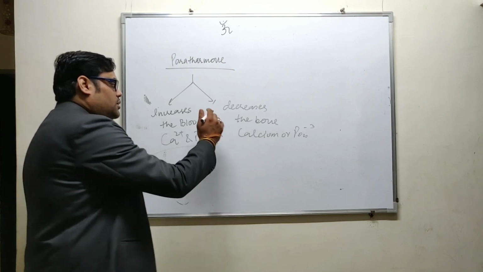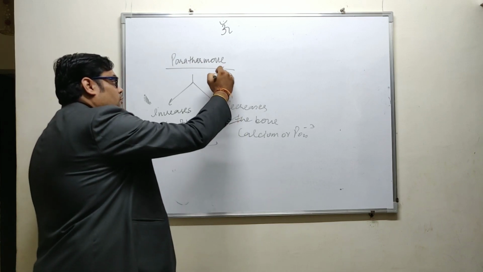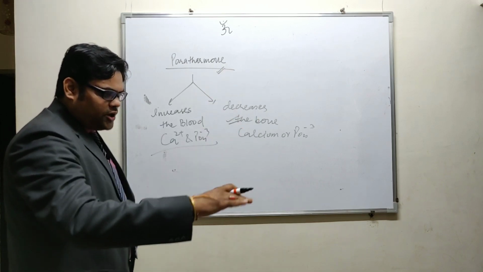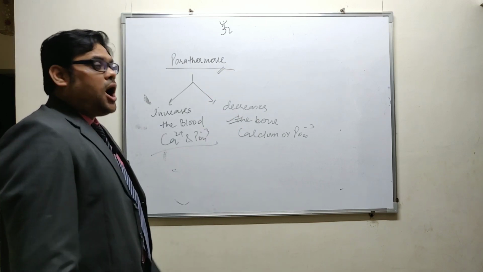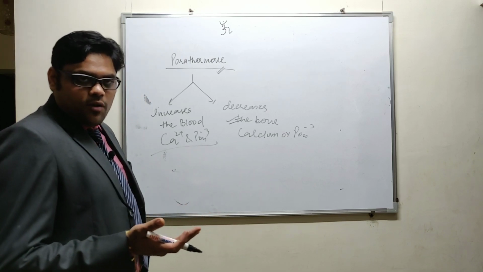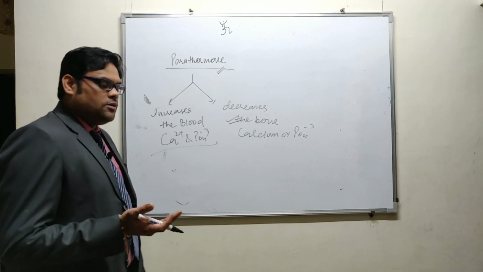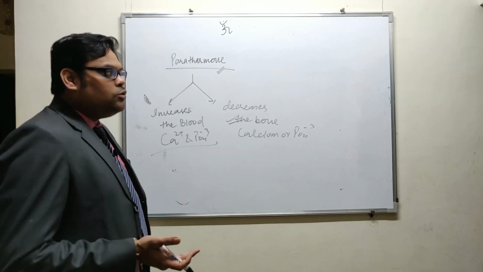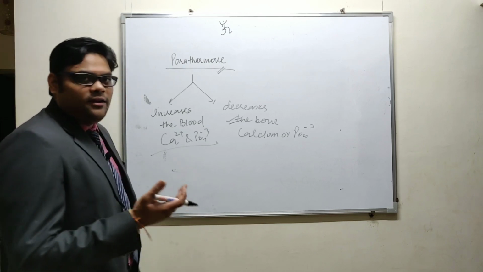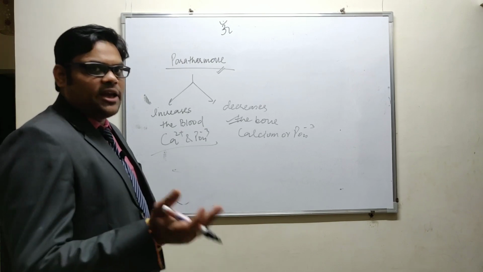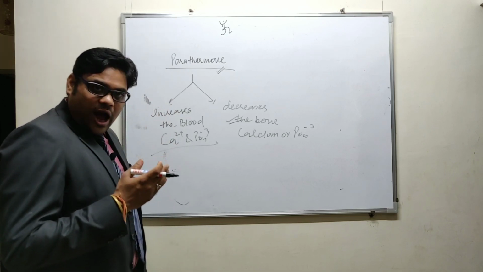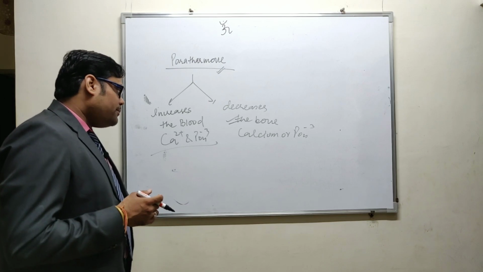Now, a deficiency of this hormone, like hypoparathyroidism, leads to a decrease in the level of the hormone. Now what is the hormone doing exactly? It increases the blood calcium level and blood phosphorus level. That means it will lead to the formation of stones in the kidneys and different body parts like ureters and all. So if hyposecretion is there, then what happens?